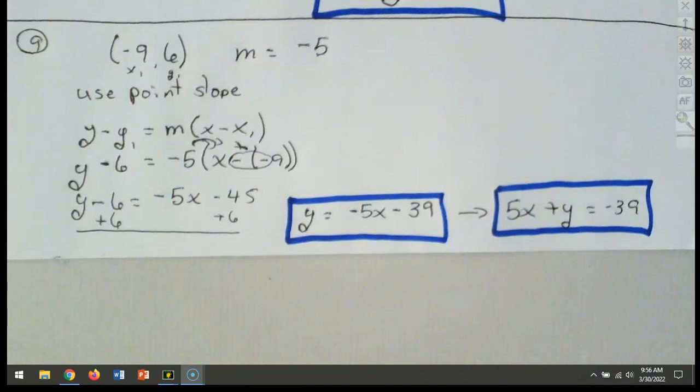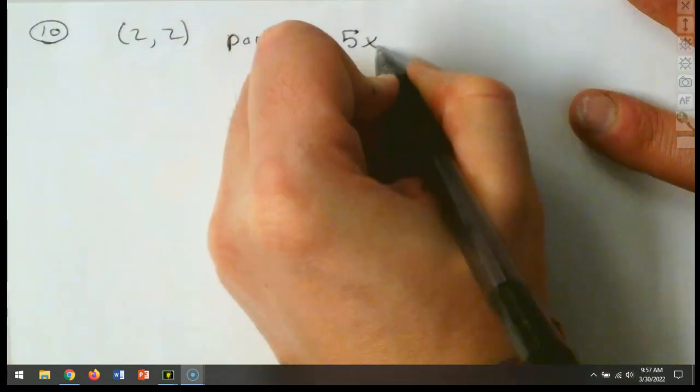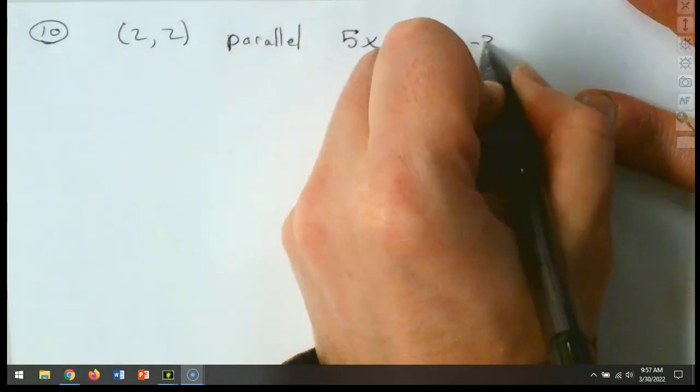Okay, just a few more. So question 10 is parallel. Now, what do we do with parallel? Do we have to change our slope at all? No. Okay, so it's going to stay the same. So we've got this point 2, 2. And I think the most difficult question, algebraically and in time, on your exam will be this one. And you want it to be parallel to 5x plus 6y equals negative 32.